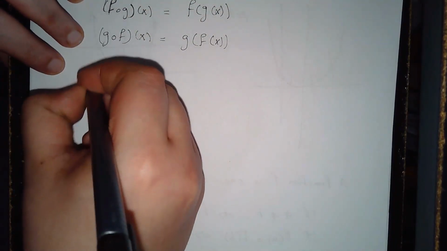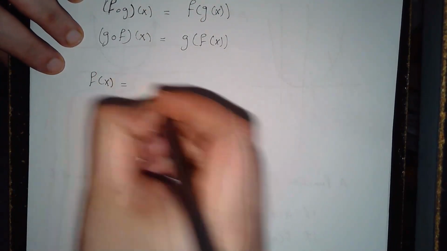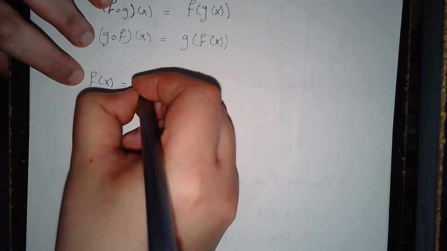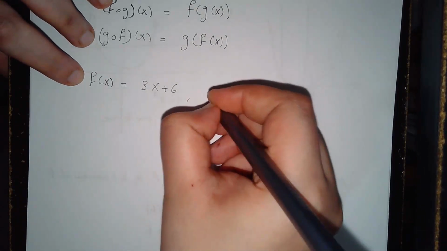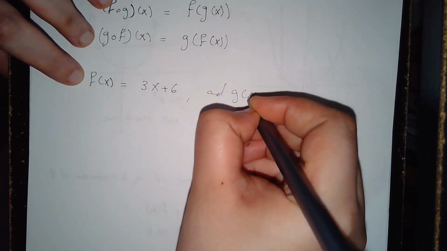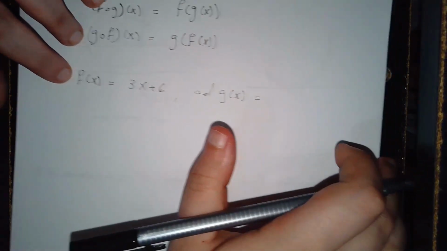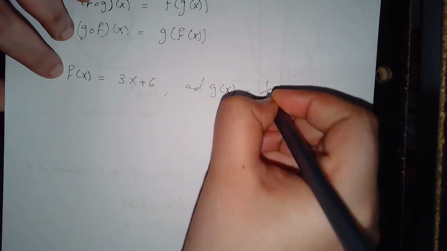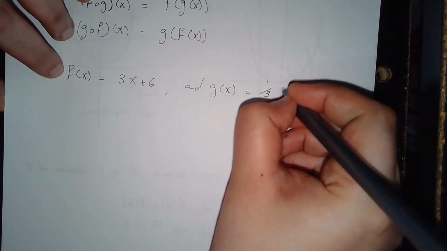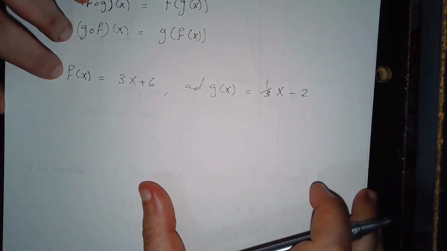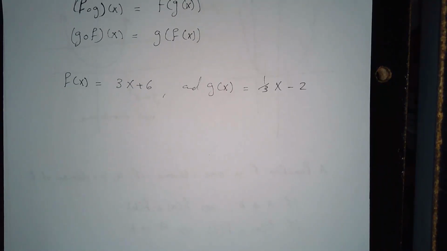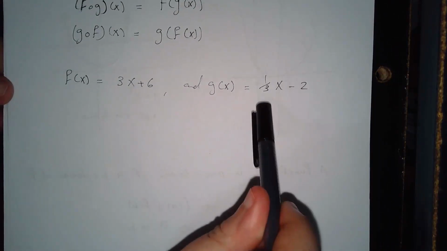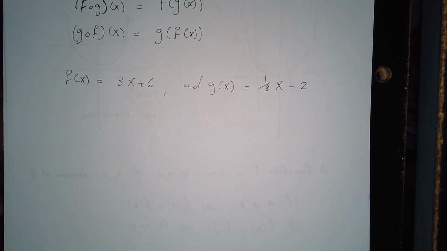Say you have f of x, and it equals 3x plus 6, right? And you have g of x, which equals 1/3 times x minus 2. All right? These are my two functions. Now, using these two, I want you to tell me if g of x is the inverse of f of x.